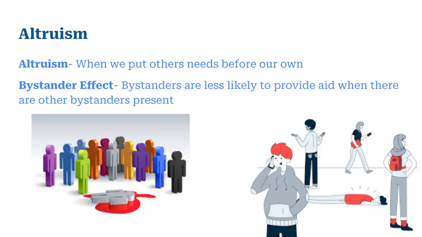Altruism is when we put others' needs before our own, like basic acts of kindness. And the bystander effect is that bystanders are less likely to provide aid when there are other bystanders present. This is because we think other people are going to do the acts that we pass by.